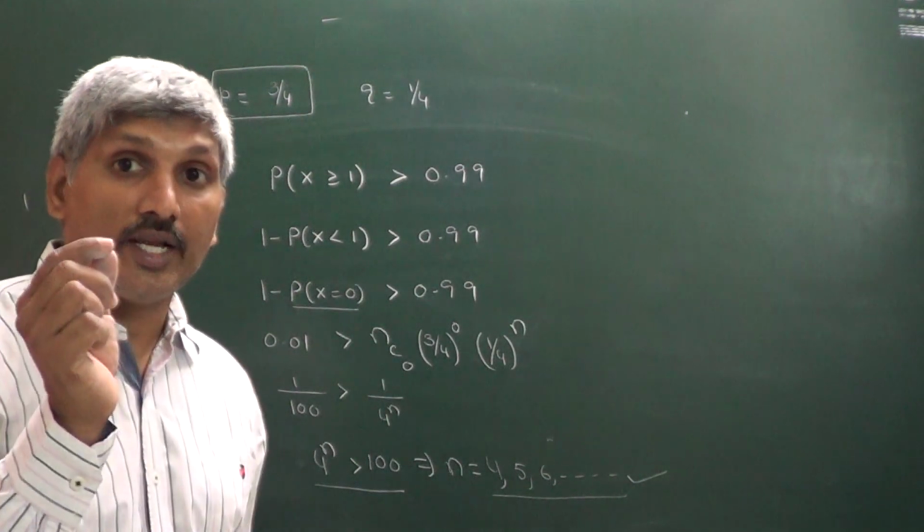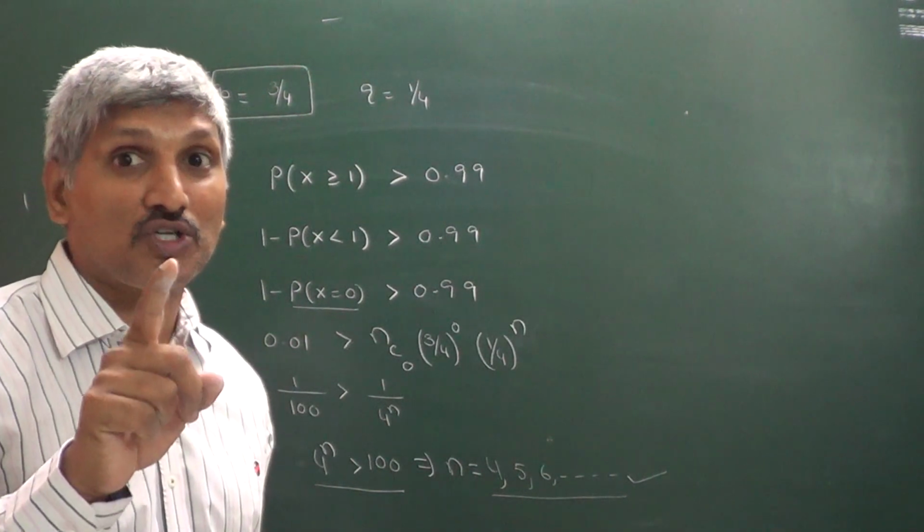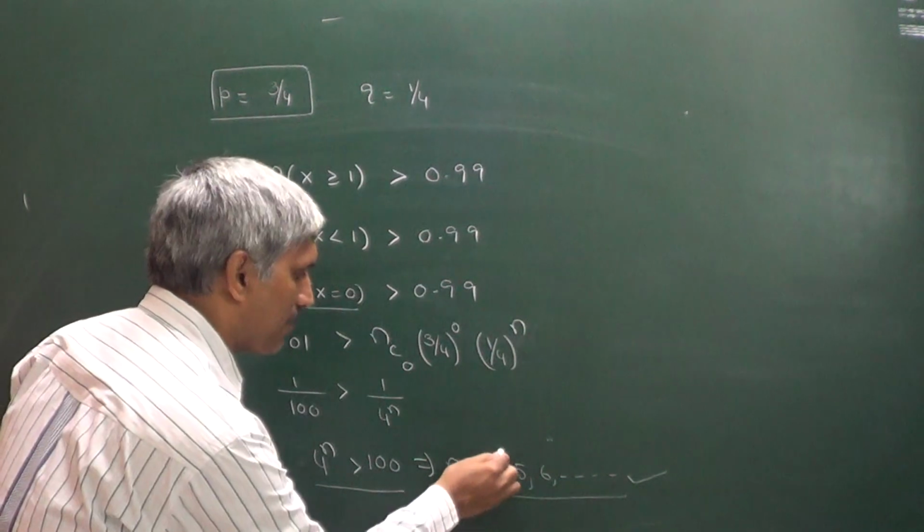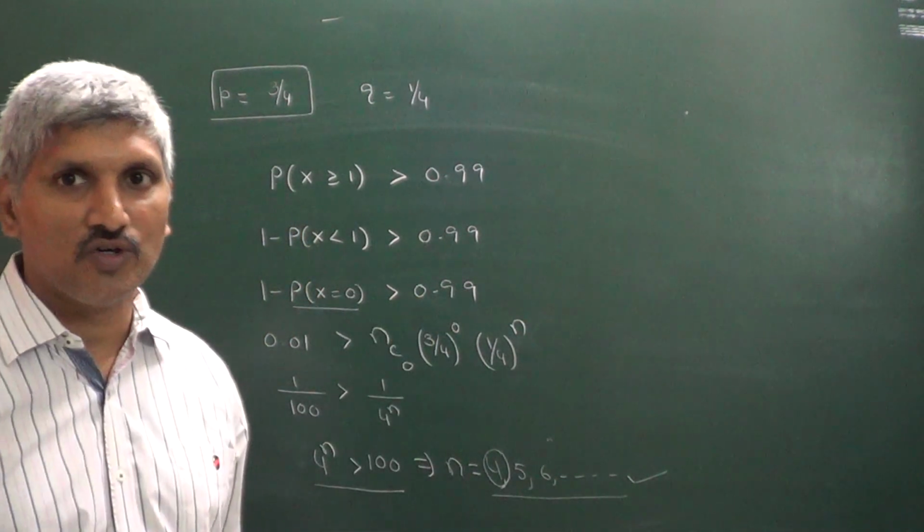He is asking the minimum number of times the shooter has to hit the target. That means minimum number is equal to 4. N equals 4.